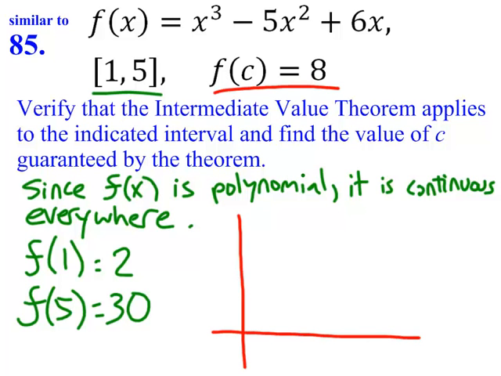We know that f of 1 equals 2. So here's 1, here's 2. We know there's a point there on the function. We know that f of 5 equals 30. So here's 5. And I'm not too concerned about drawing a perfectly scaled drawing here. I just want a very conceptual sketch.